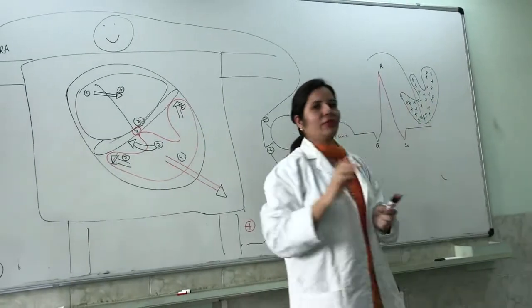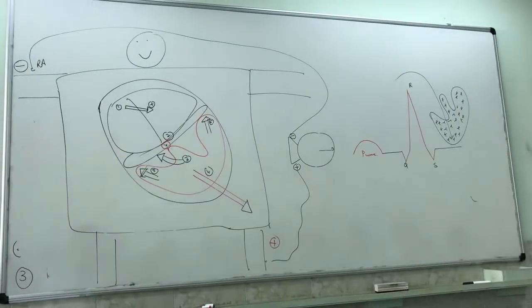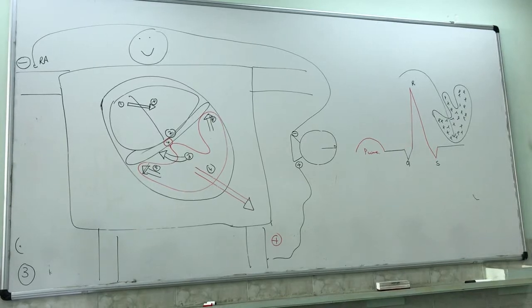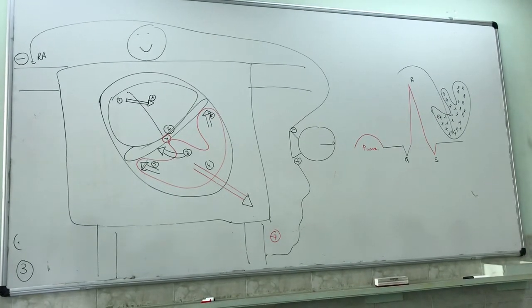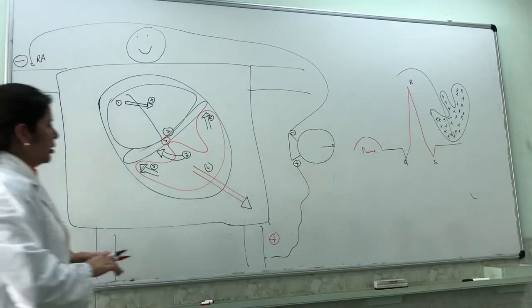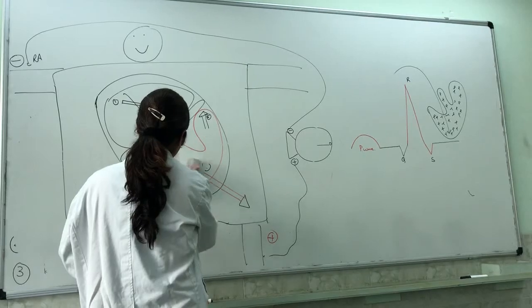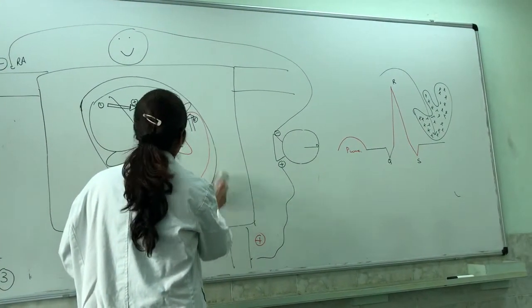So till now we have just seen the events of depolarization, ventricular depolarization and atrial repolarization, which is masked by the ventricular depolarization. Right? So I'm going to rub out these vectors because the depolarization is now over. Now the heart is going to recover.